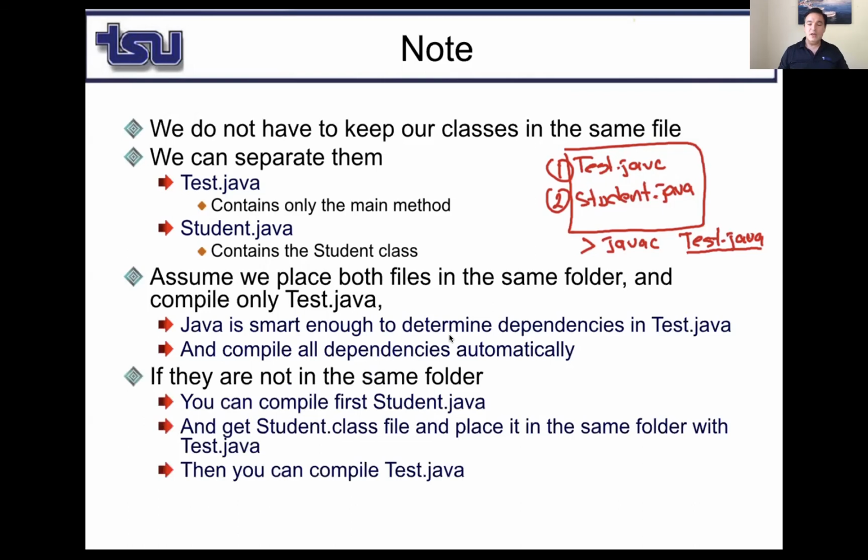Okay. However, if they are not in the same folder, then this is a little tricky. This is one folder. You have test.java. This is one folder. And then you have another folder where you have student.java. So if you go ahead and compile javac test.java, this is going to be an error because within test.java, you have a reference to the student class, and in the same folder, you don't have student.java. Java has no clue where student.java might be. So to solve this, first you go and compile this one.